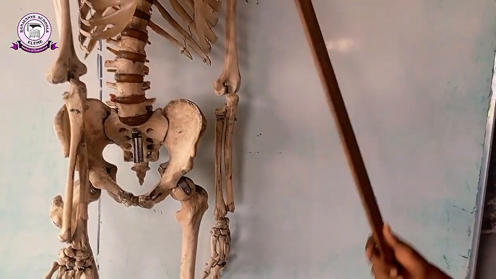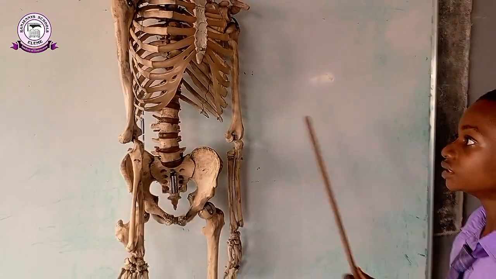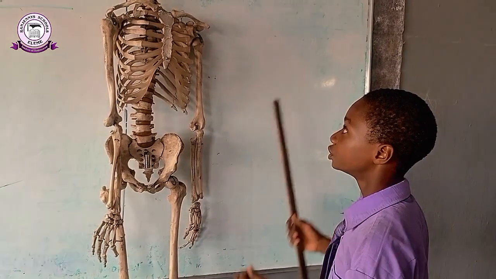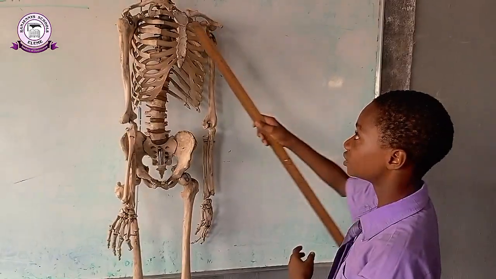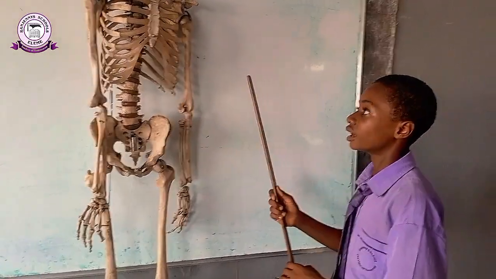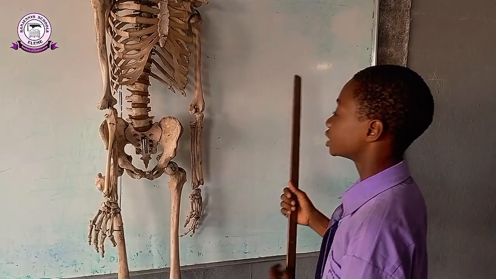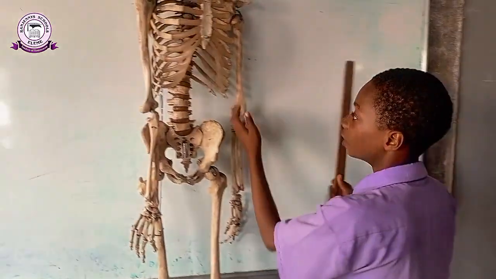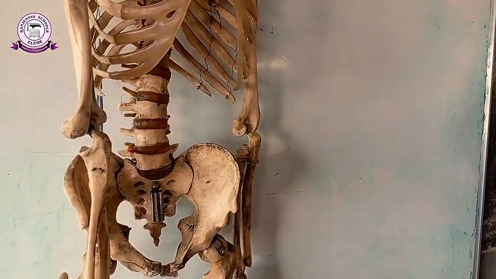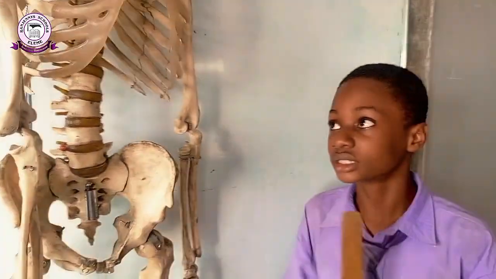The ribs are divided into 12 pairs. The first to the 7th pair are called true ribs because they are attached directly to the sternum. The 7th to the 10th pair are called false ribs because they are not attached directly to the sternum, while the 11th and the 12th pair are called floating ribs because they are not attached to the sternum at all.